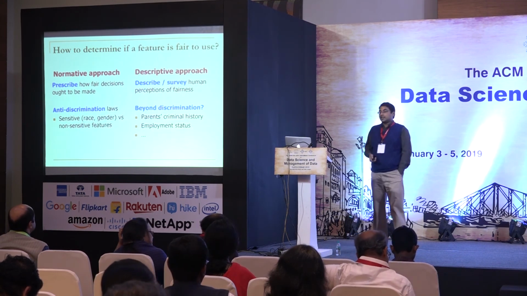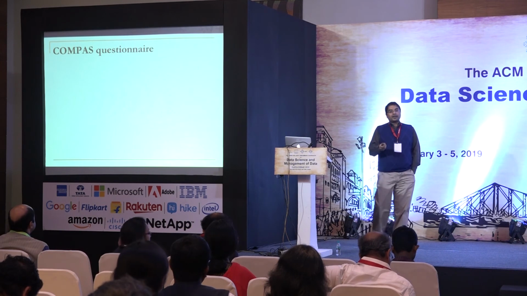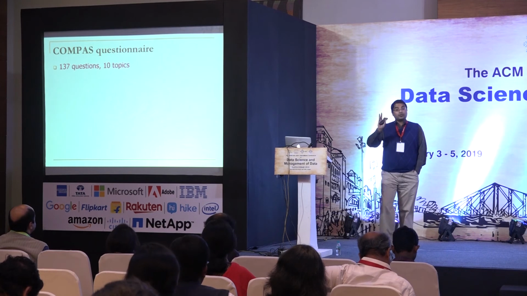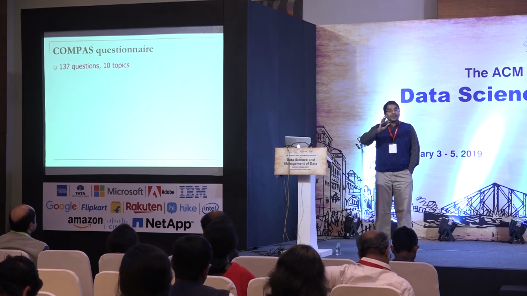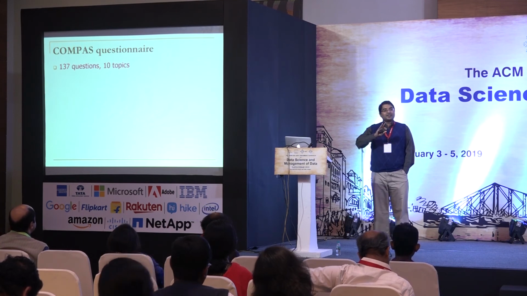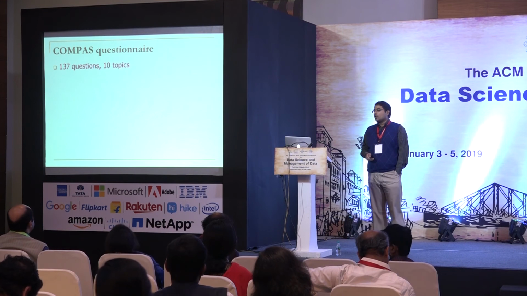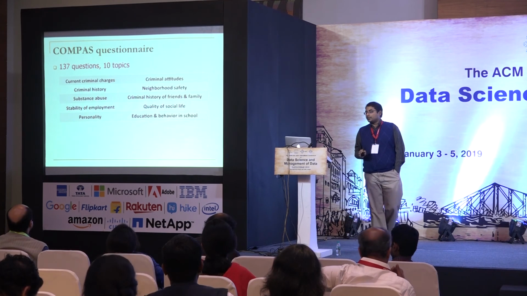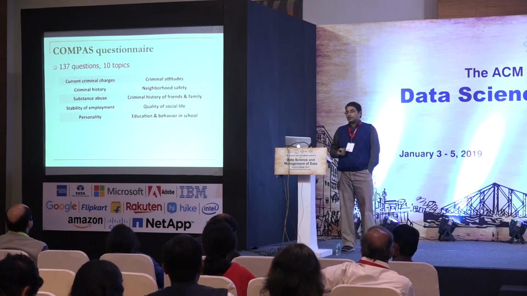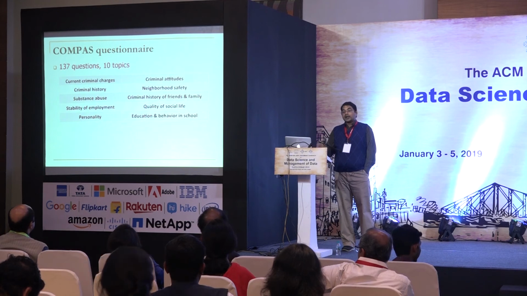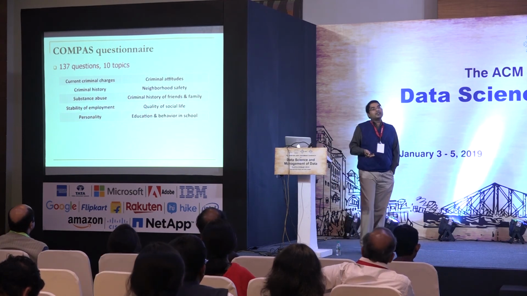And similarly, your employment status is another question on the questionnaire. So, let me quickly show you the types of questions that Compass asked the defendants. Now, a disclaimer: they claim that they didn't use all the features that they gathered data about, but it is a fact that they got all this data about all the defendants. They asked over 130 questions, and there are about 10 different topics. These topics include current criminal charges, understandable, criminal history, substance abuse, whether somebody is doing drugs and heroin, stability of employment, and criminal attitudes.